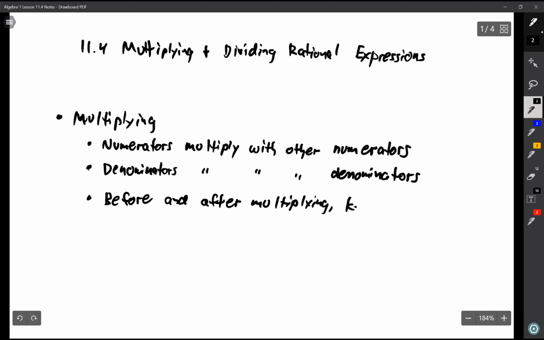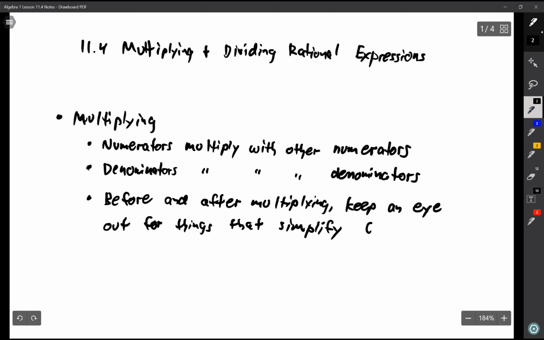keep an eye out for things that simplify. And that's like lesson 11.3 kind of stuff, simplifying rational expressions. Okay, so let's do some examples.